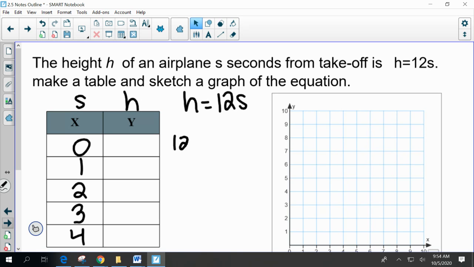So 12 times 0 would be 0. 12 times 1, 12. So I'm going to go up by 12 every time. 36.